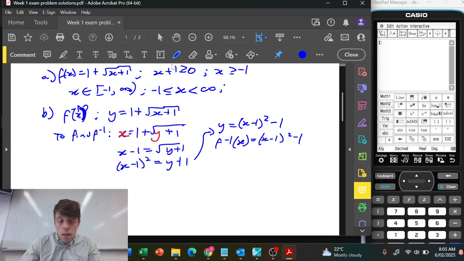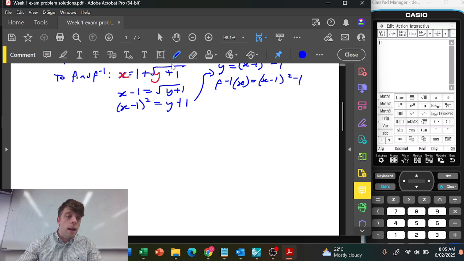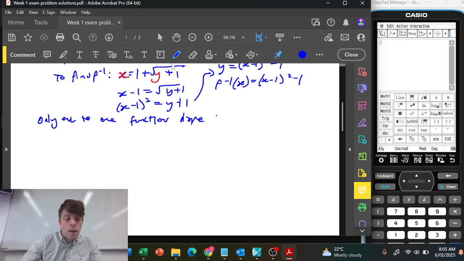Now that is not the answer. The answer requires us to make some comment about the domain of this function. So an important thing for you to remember is that only 1-to-1 functions have inverses. And conversely, the inverse is always going to be 1-to-1.